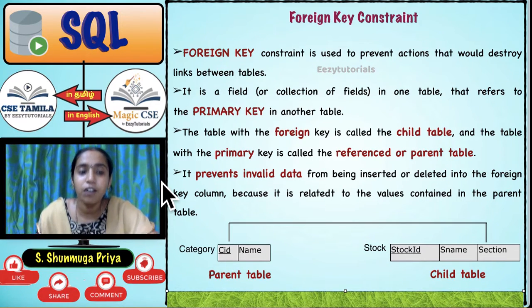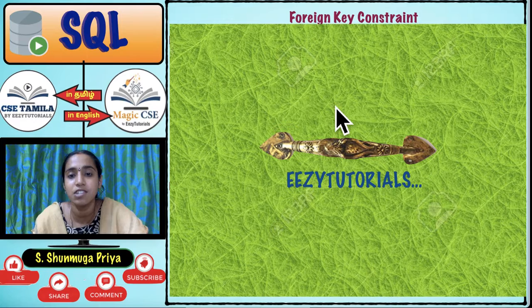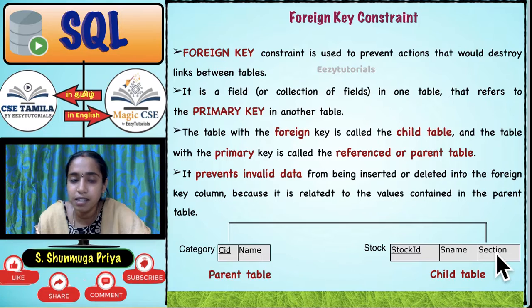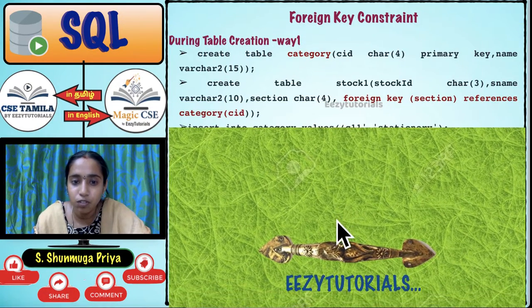So now there are many ways to create a foreign key. We will see 2 or 3 methods for creating this foreign key constraint. As we saw, the same tables we are going to create. I am going to create the category table, then I am going to create the stock table. In the category table there are 2 columns: CID, which is the primary key, and name. In the stock table there are 3 columns and this has to be created as a foreign key. So we'll see the execution of the command.